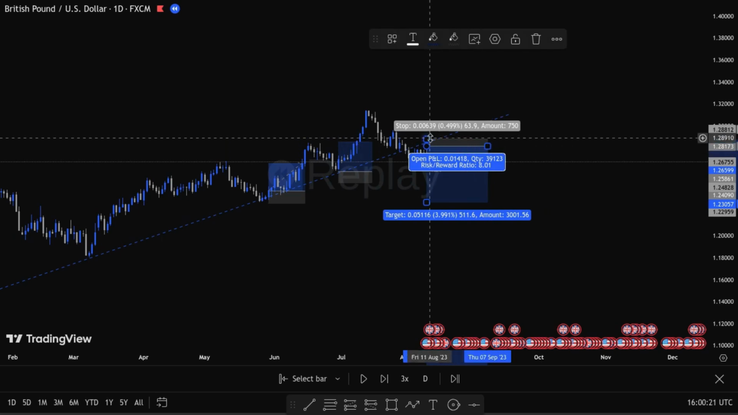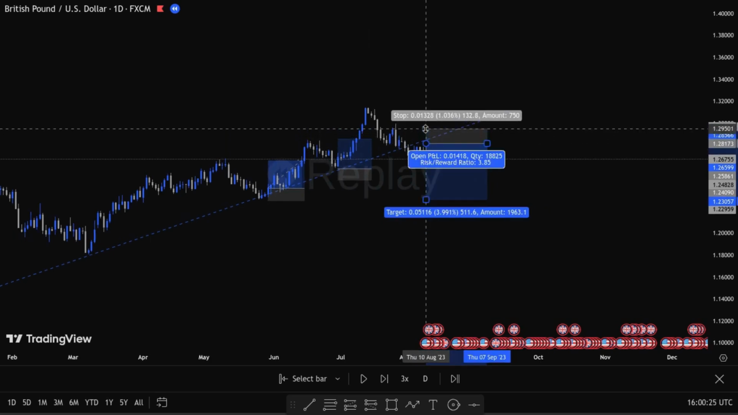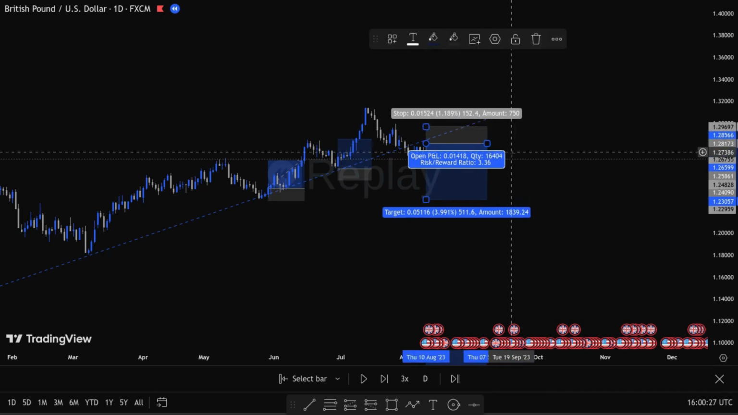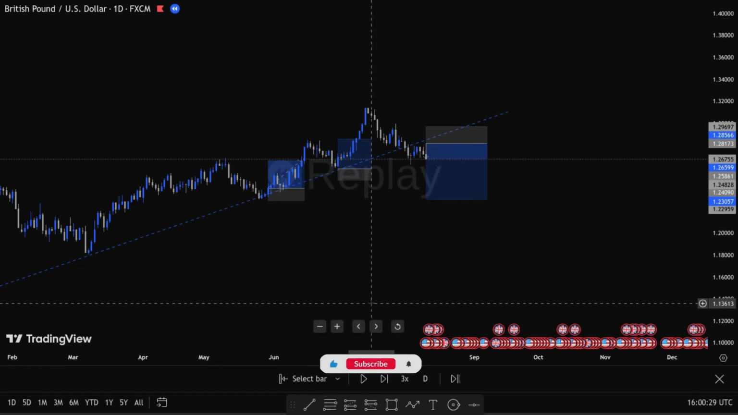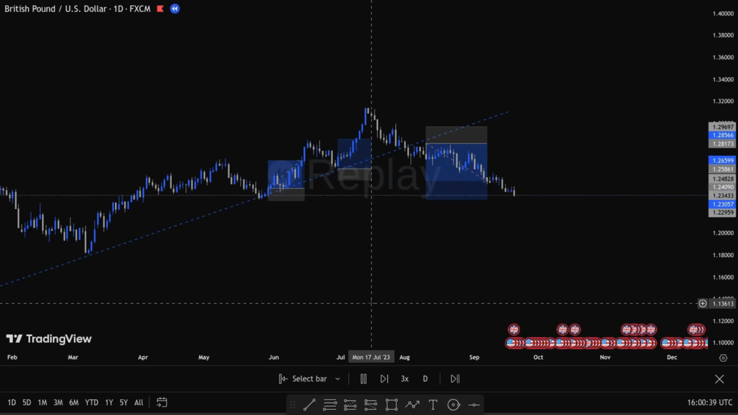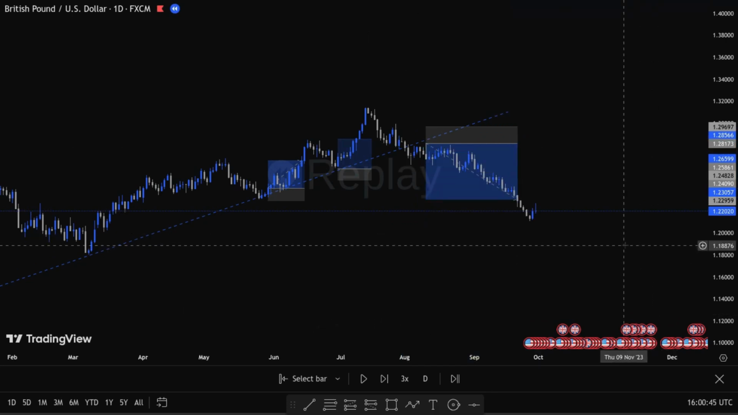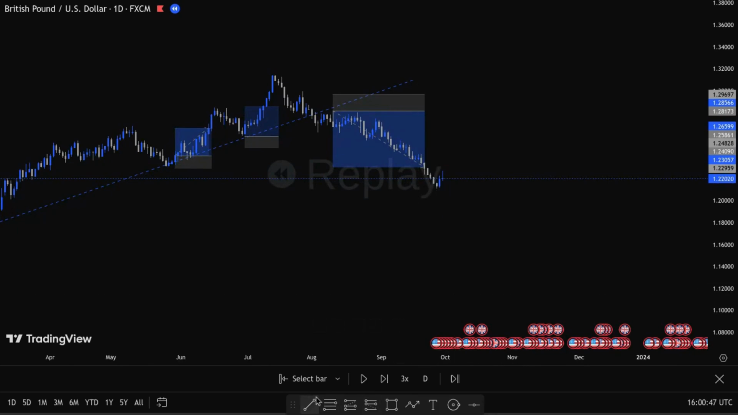Alright, putting my SL here. Right, good. So now let's see what price is going to do. And that is it. We are on profit. So yeah, smash TP. So that's how you can keep on backtesting and trading your trendline strategy.